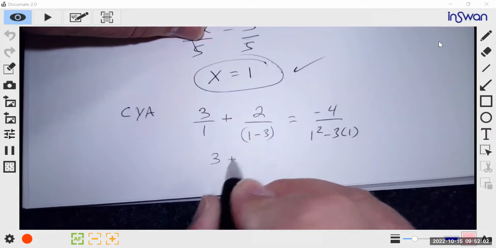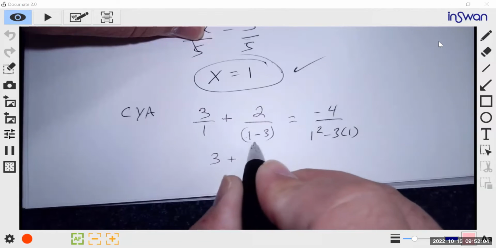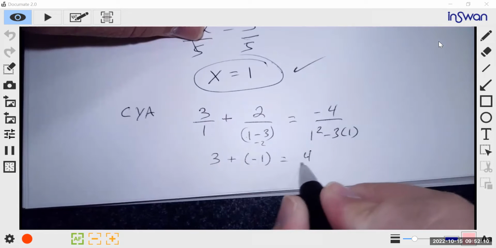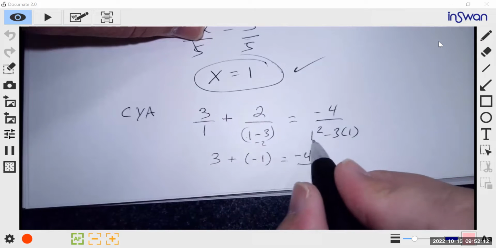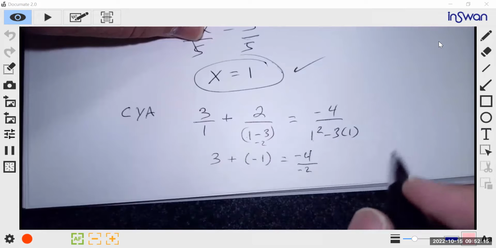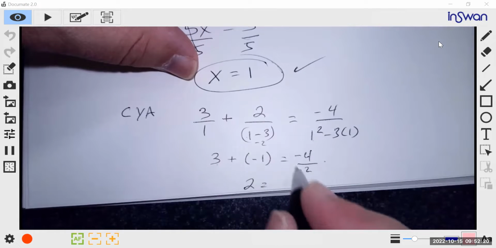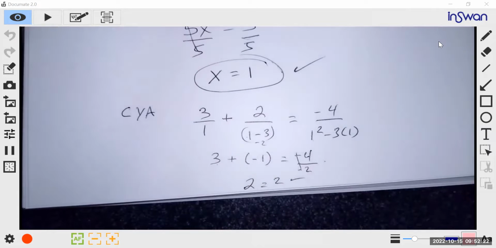3 over 1 is 3. 1 minus 3 is -2. So it becomes a -1. 1 minus 3 is a -2. 3 minus 1 is 2. Negatives cancel. 4 divided by 2 is 2. So it works. Make sense? It's a drawn out process, yes, but it's the best way of solving these things.